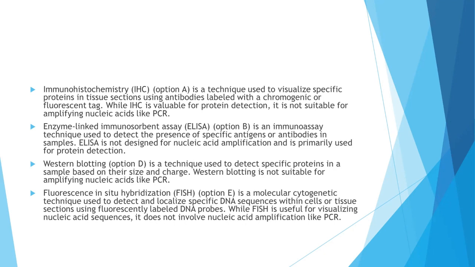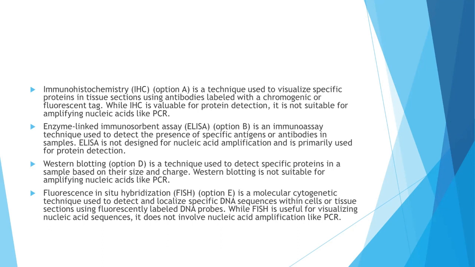ELISA is an immunoassay technique used to detect the presence of specific antigens or antibodies in samples. ELISA is not designed for nucleic acid amplification and is primarily used for protein detection. Western blotting is a technique used to detect specific proteins in a sample based on their size and charge. Western blotting is not suitable for amplifying nucleic acids like PCR.